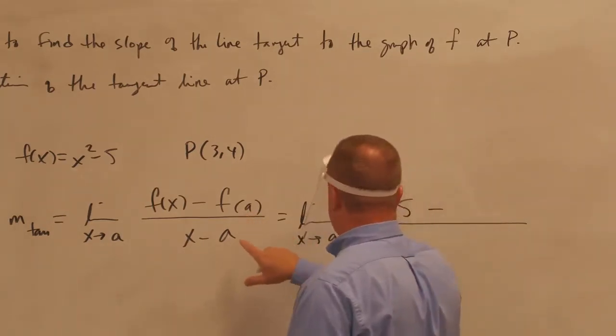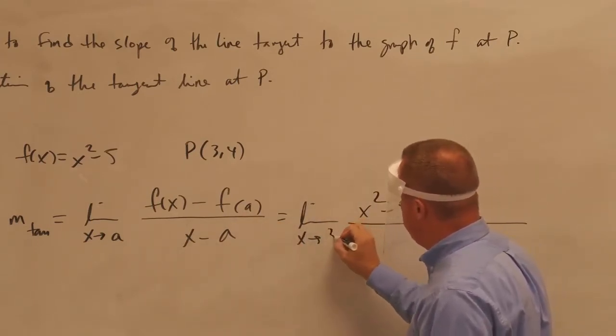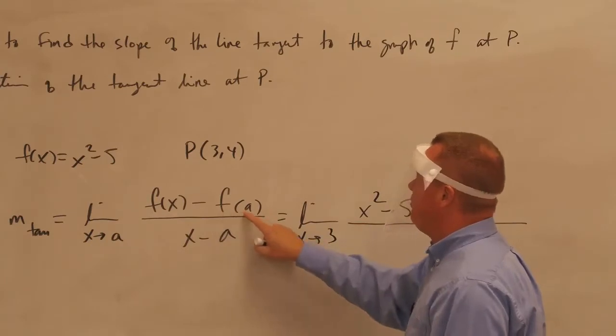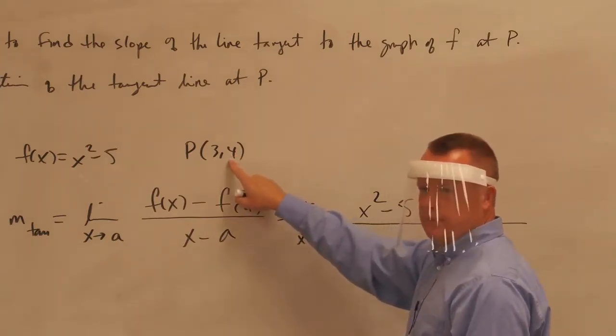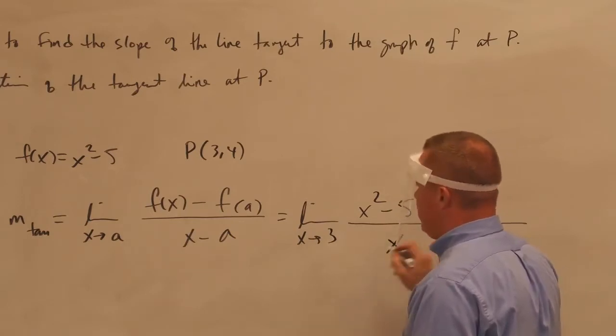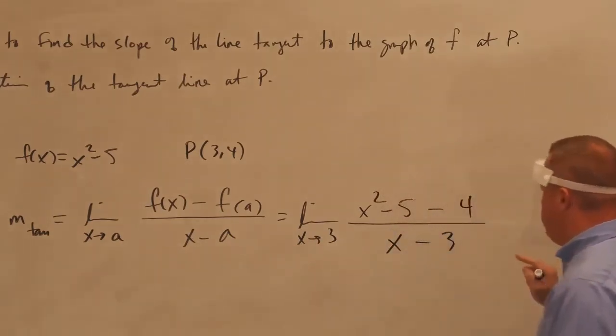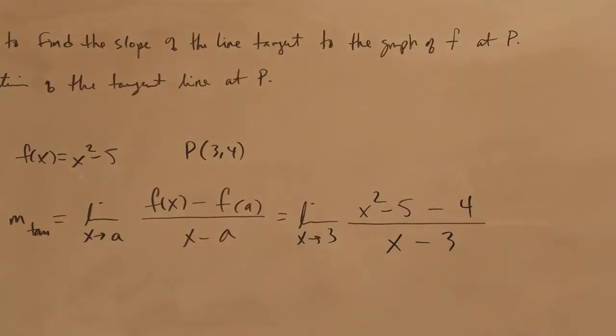So I'm going to go ahead and change this to 3. That's what we should do as well. So a is 3. F of a is 4. Okay. So I'm going to do minus 4 over x minus a is 3. Any questions about plugging stuff in there? Okay.